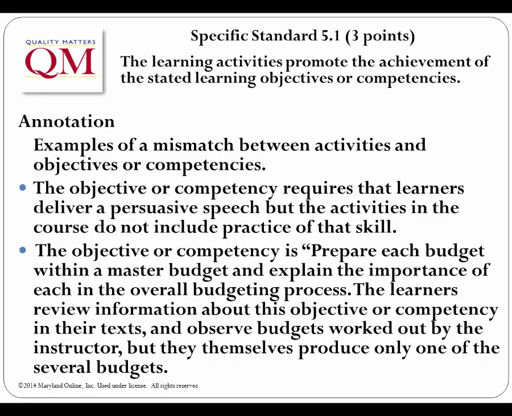And then examples of a mismatch between activities and objectives or competencies, which wouldn't work for specific standard 5.1. The objective or competency requires that the learners deliver a persuasive speech, but the activities in the course do not include the practice of a speech. Or the objective or competency is to prepare each budget within a master budget and explain the importance of each in the overall budgeting process, but the activities let the learners review information about this objective or competency in their text and observe budgets worked out by the instructor, while they themselves produce only one of the several budgets.